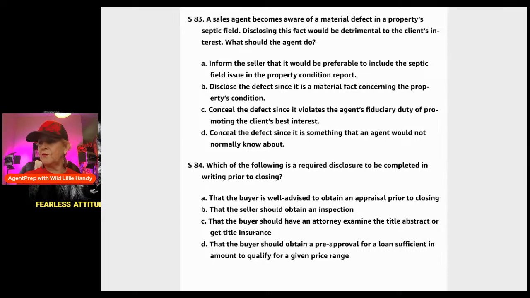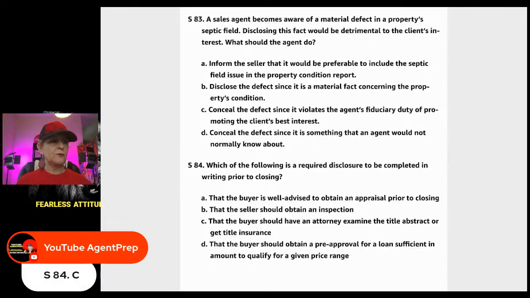So what is the answer for that? All right, so far I've got Lisbeth with C. Anybody else? At least that's what I see. Yes, the answer is C, that the buyer should have an attorney examine the title abstract or get title insurance. So we recommend that when we're representing a buyer, for them to request title insurance to make sure that they learn the history of the title and make sure there aren't any encumbrances, that it is free and clear to convey.